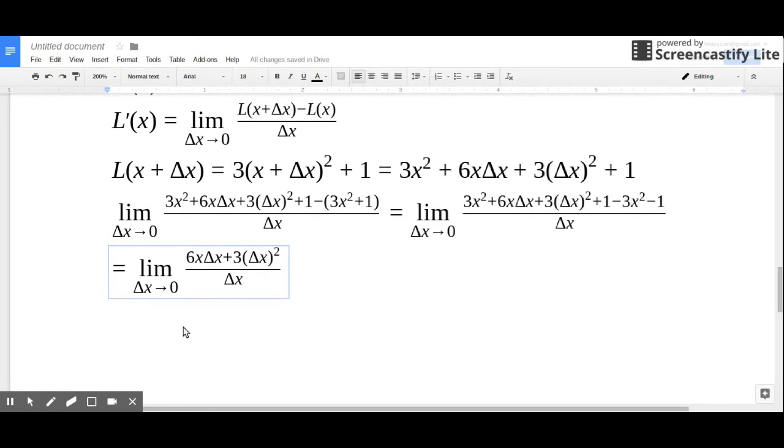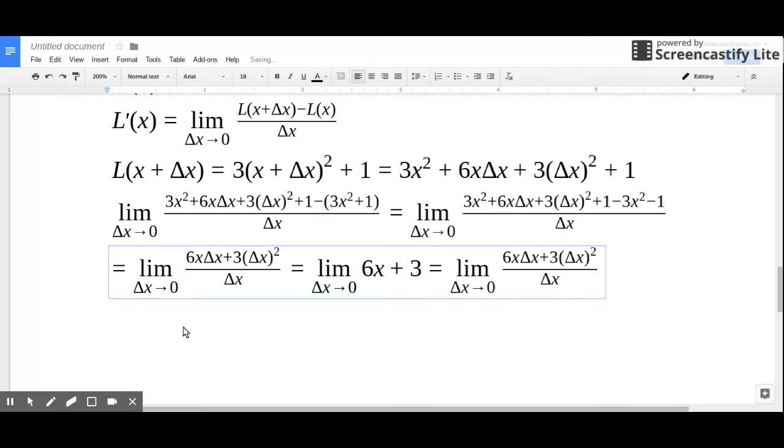And we'll just write it all on the same line. And if I get rid of this, okay, so we're going to have 6x, and that delta x is going to cancel out, plus, and then we'll have the 3, and then delta x. Whoa, I didn't mean to do that. I meant to put a delta x here.